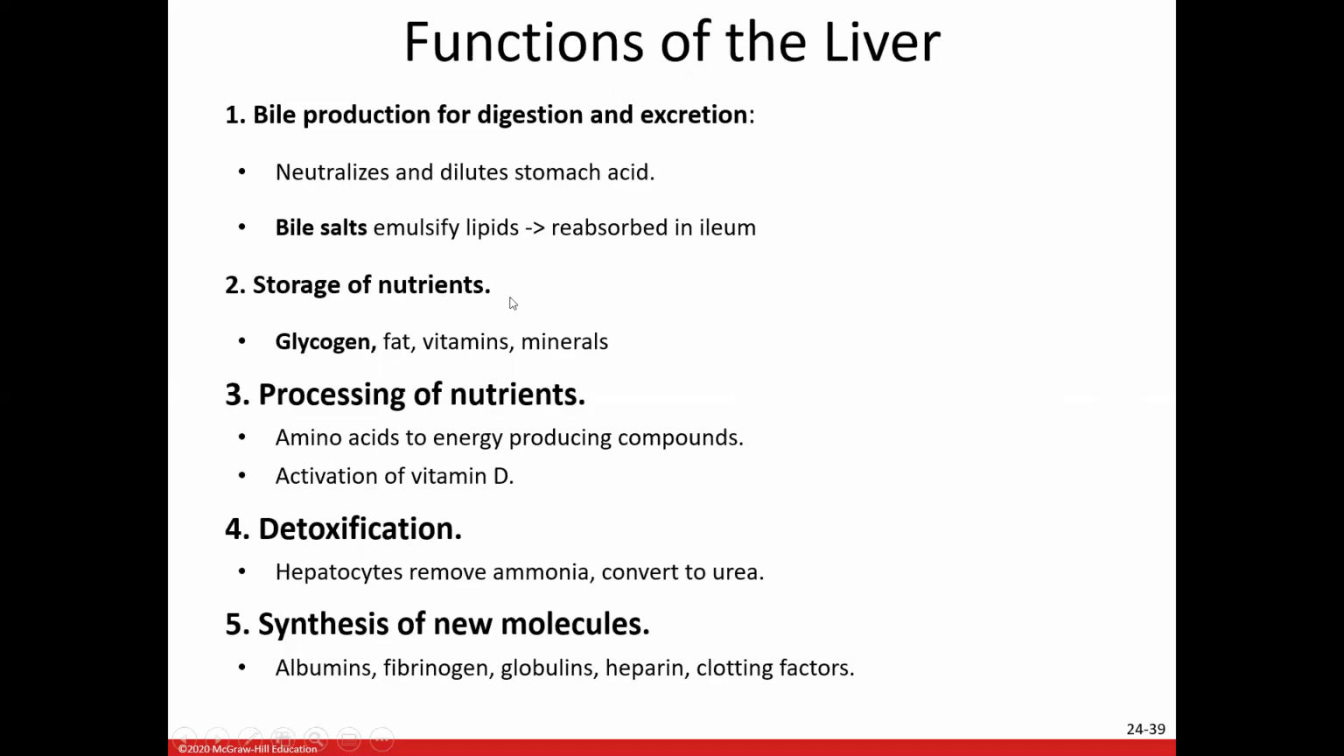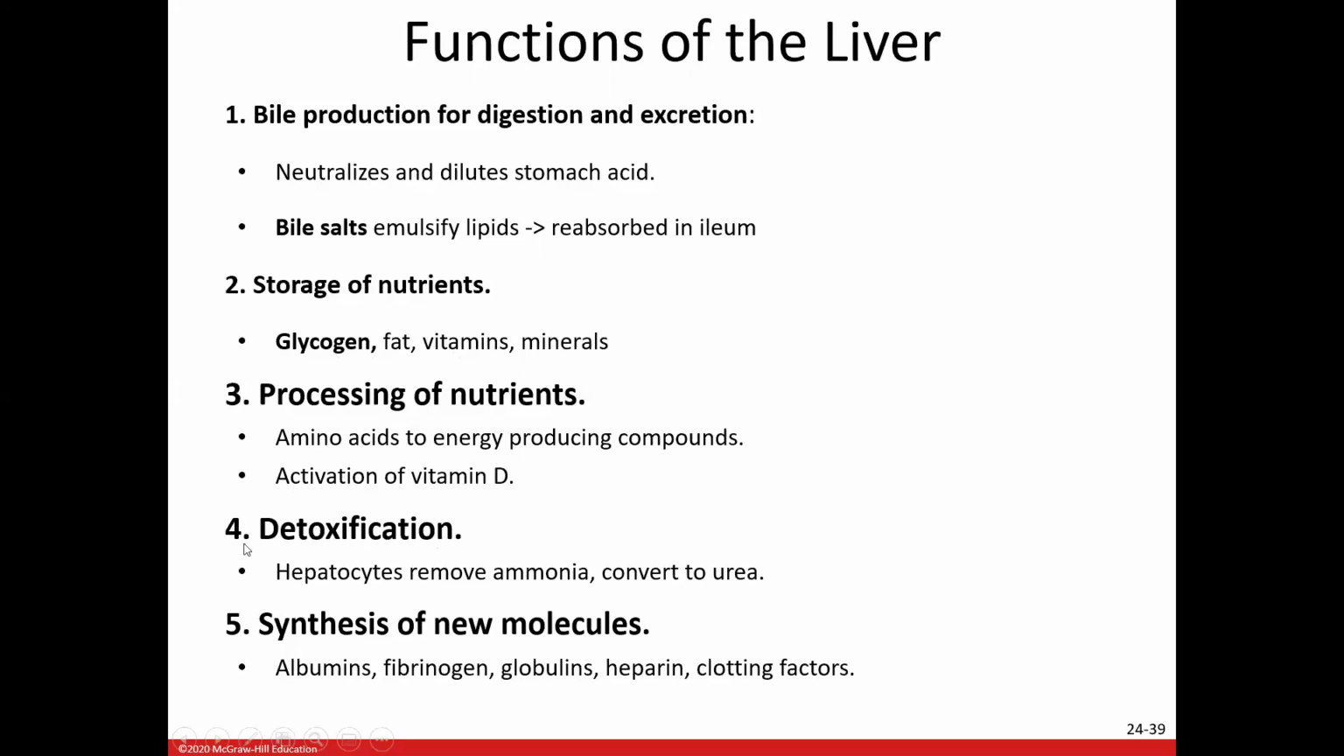Next is the storage of nutrients in the liver. The big one is glycogen. When we have any sort of glucose that we aren't using or the body needs to store, it's stored as glycogen in the liver. The liver can also store things like fats, vitamins, and minerals, but for the most part, it's glycogen. Additionally, it's able to process a couple different nutrients. So it can process amino acids to make ATP, that's the energy compound. It also is able to activate vitamin D. So vitamin D is actually in an inactive form when it enters the body. It has to be activated, and the liver is able to do so. Vitamin D is responsible for maintaining your blood calcium levels.